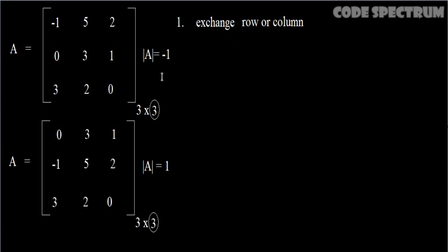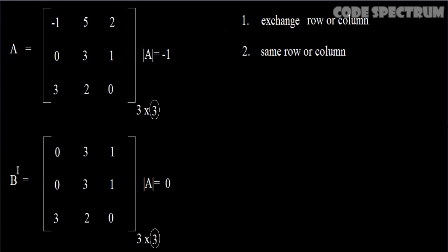In the previous one, the determinant is minus 1, but in this case we have determinant is 1. This sign is inverted. Now consider this case with matrix B. Here row number 1 and row number 2 are identical. Then the value of determinant would be 0.